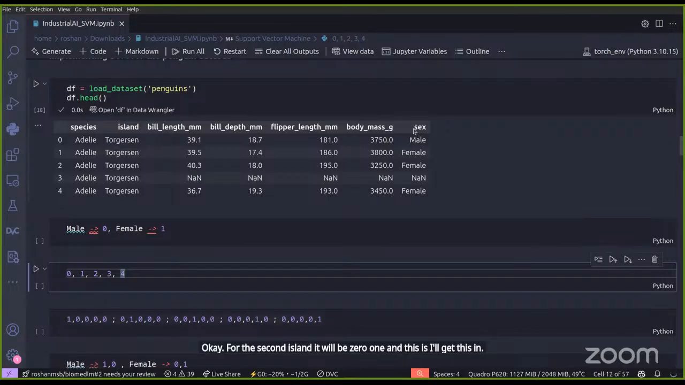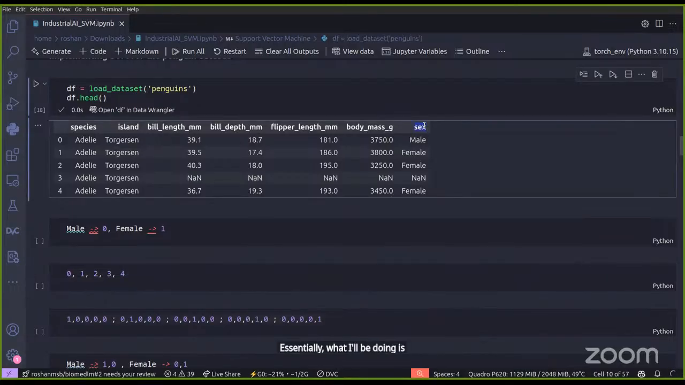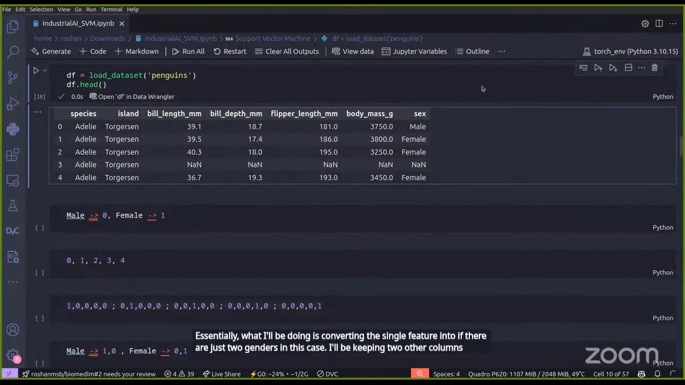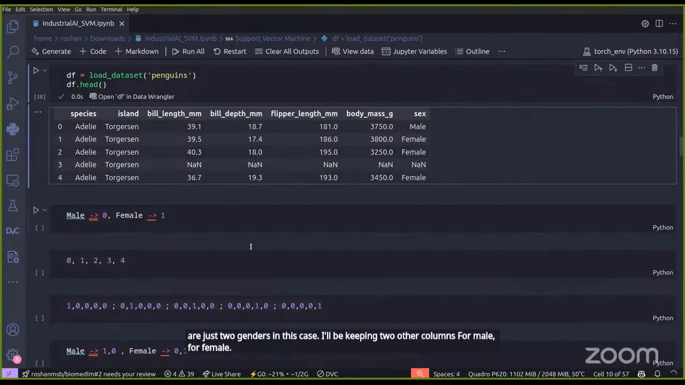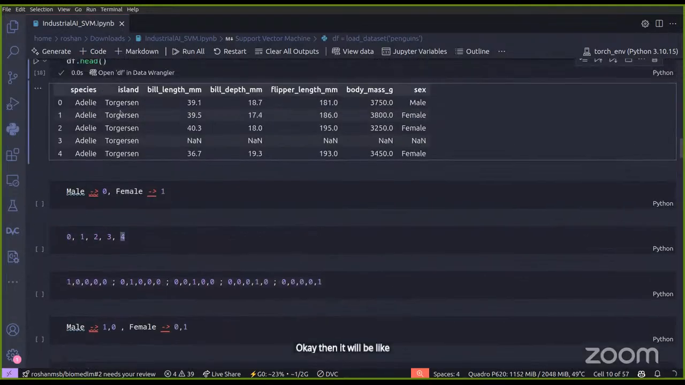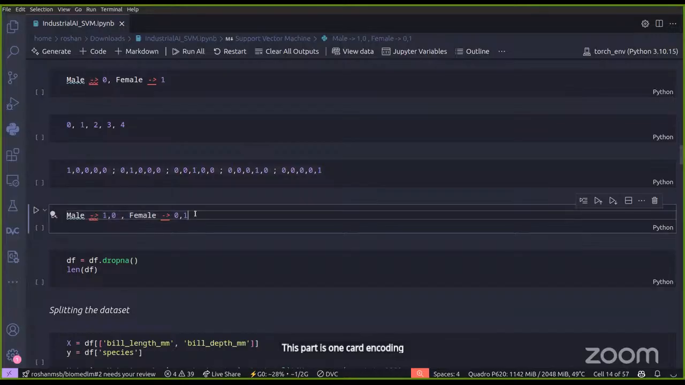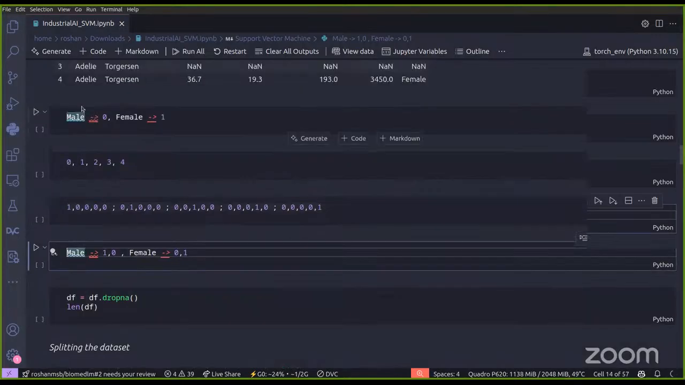Essentially, what I'll be doing is converting this single feature into, if there are just two genders in this case, I'll be keeping two other columns, for male and for female. If it is a male, it will be 1. If it is female, it will be 0 in this column. Similar case for the female column. This is what one-hot encoding is. Any doubts in this?